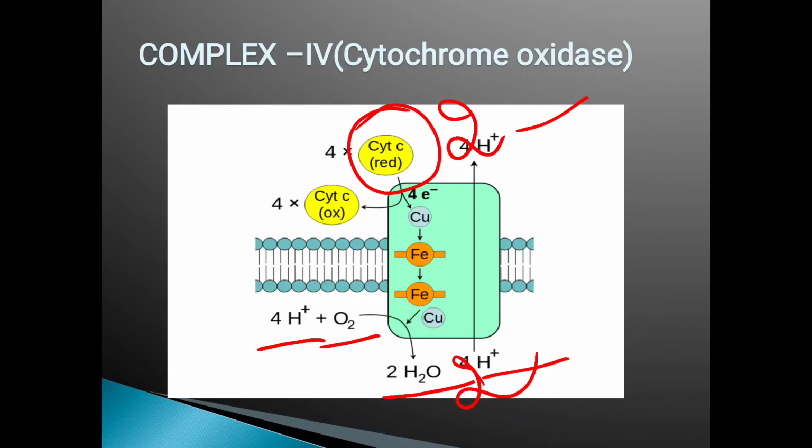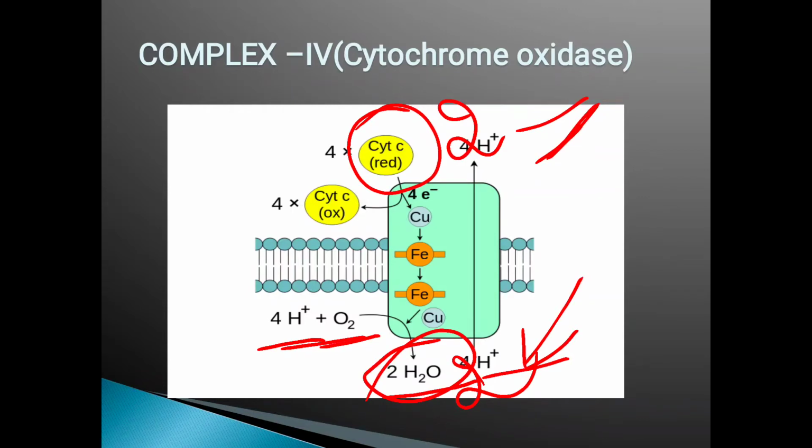Okay, so here that will lead to the formation of water from the H positive ions as well as the electrons which are moving from the copper A, copper B, then towards a heme group, and then towards the oxygen, and they will lead to the formation of molecules of water, which is the main end product of the respiration. And it will also allow the movement of the 2 H positive ions from the matrix region towards the intermembrane space region.